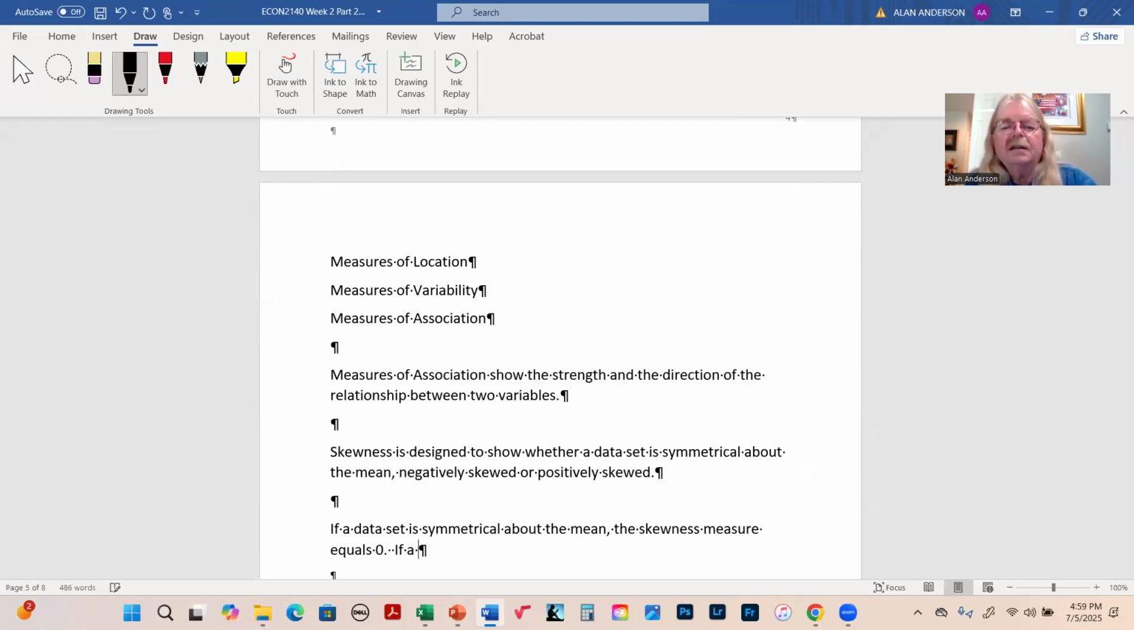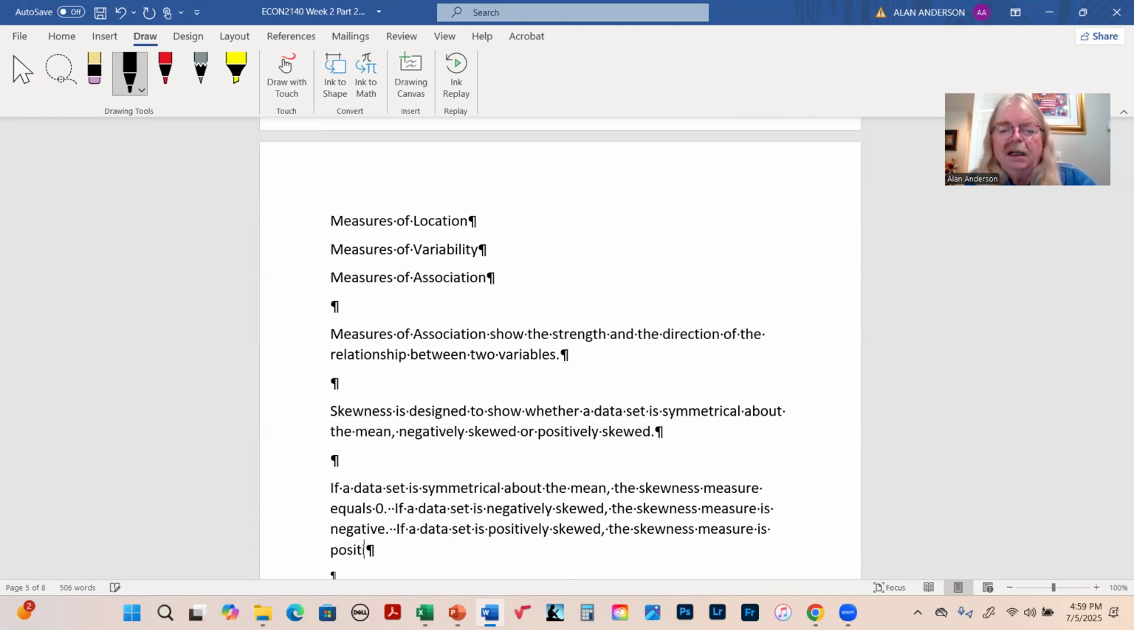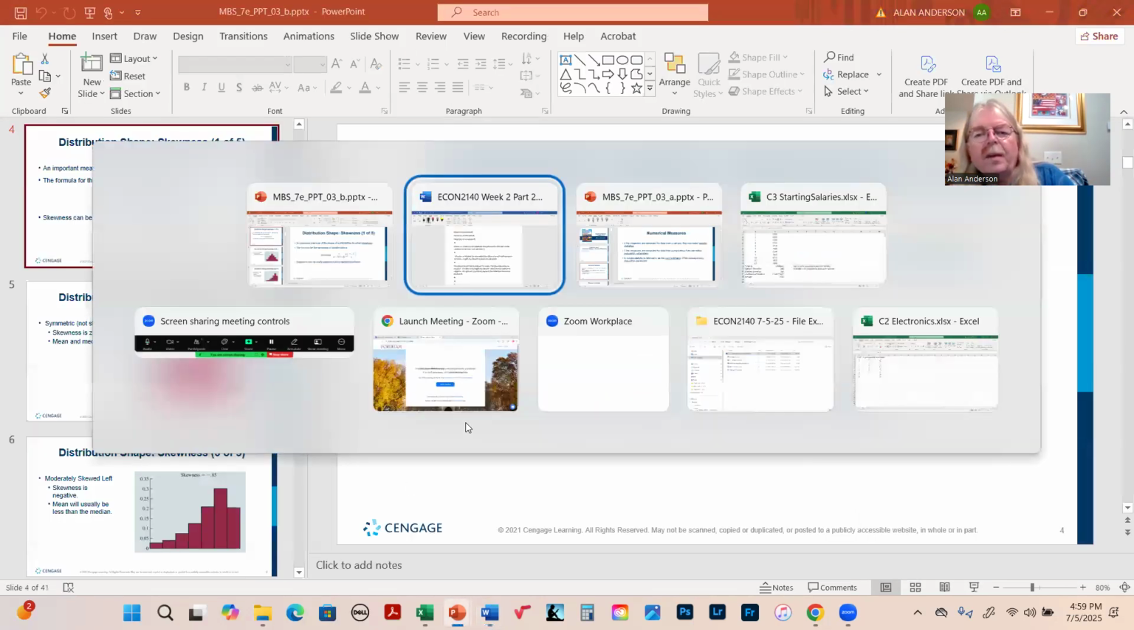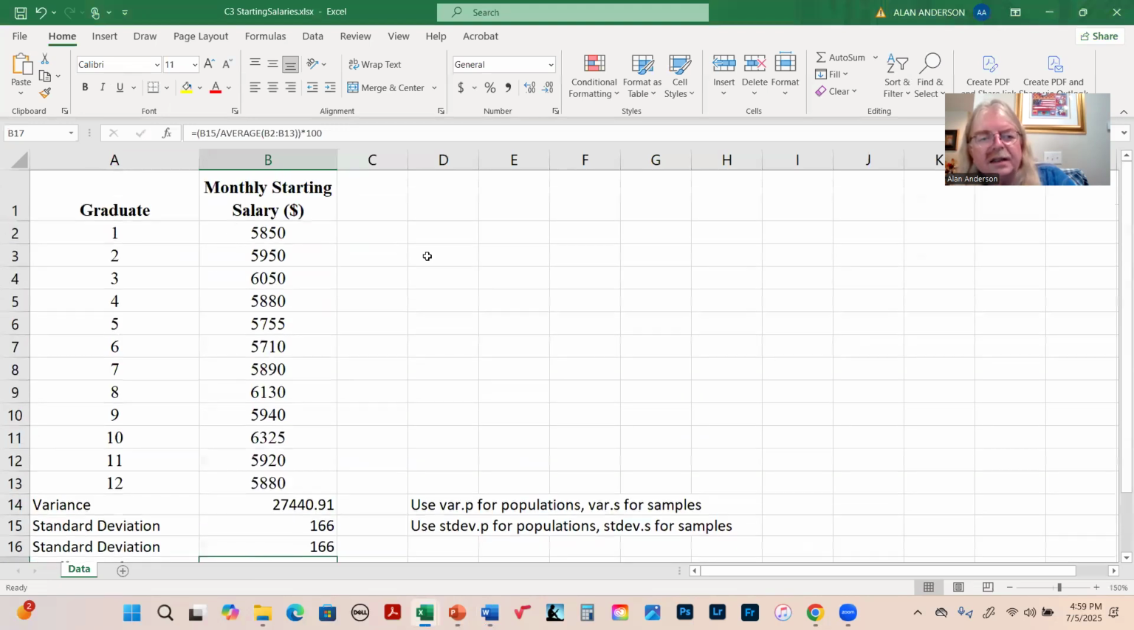If the data set is negatively skewed, we can see where this is going. The skewness measure is negative. If a data set is positively skewed, the skewness measure is positive. It's pretty straightforward. Okay, the formula itself is quite messy. In fact, if you want, we can go back in here and apply it to this data set.